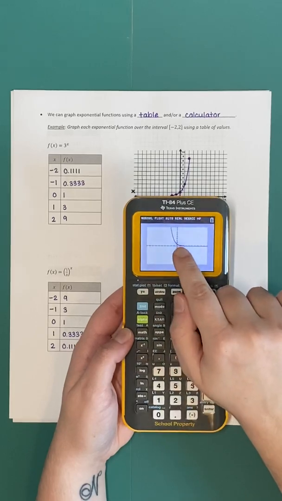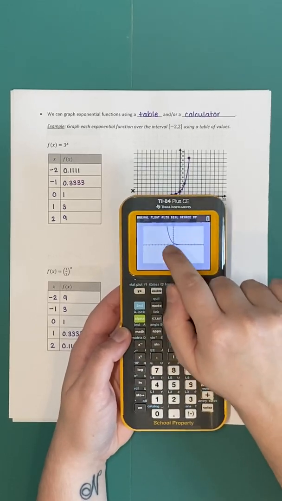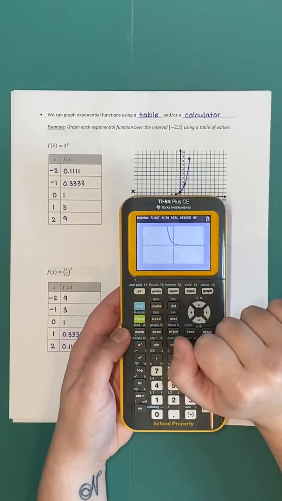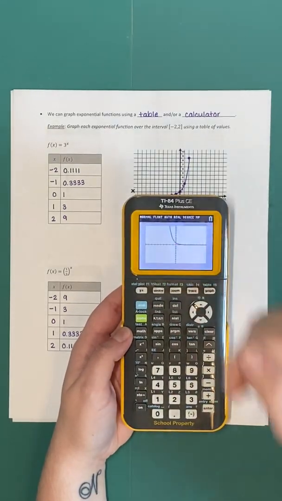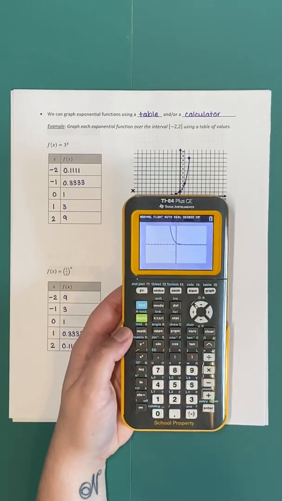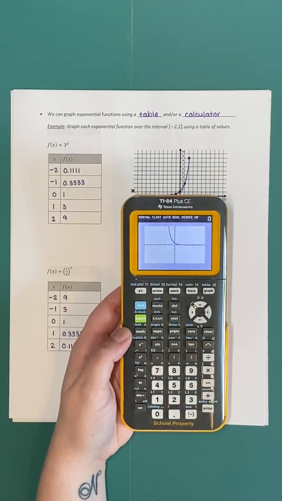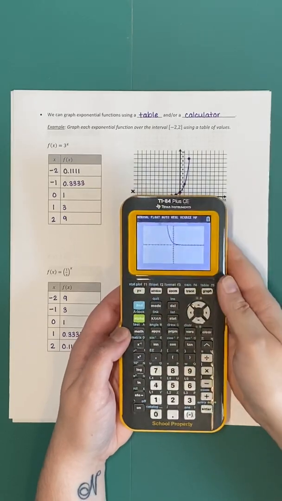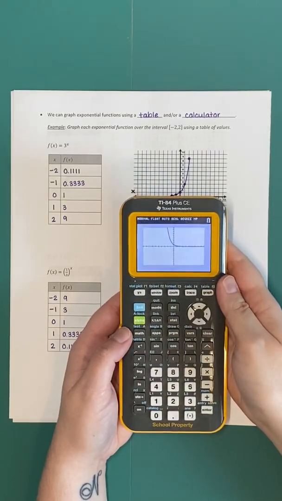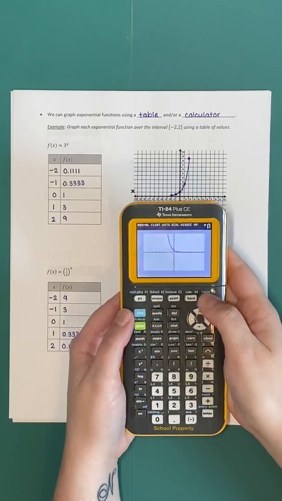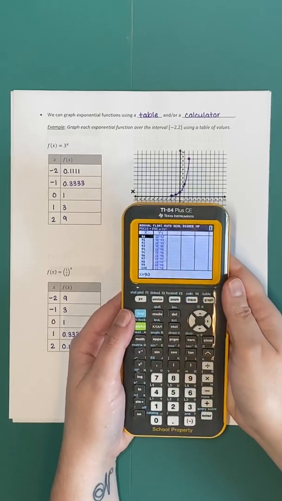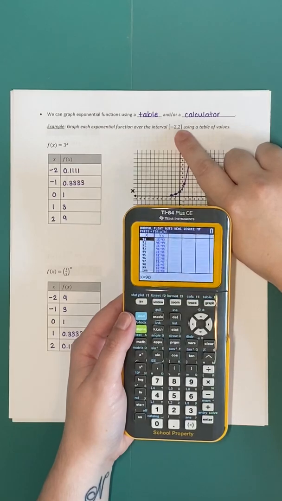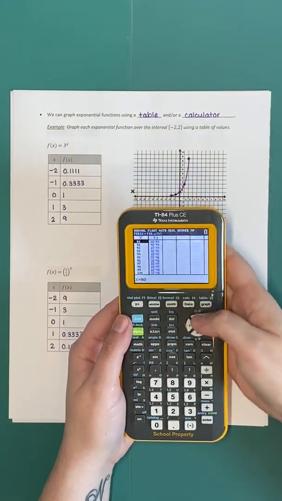But if we were to zoom in and look a little bit closer at what's happening as we go further and further out, then we'll start to see the fact that it's slightly above the x-axis. But again, we're just limited as to how accurately our calculator can graph something like this. If anything, that gives us the shape that we should expect. So let's go into the table and look at some values. We only want to graph the range from x equals -2 to x equals +2.